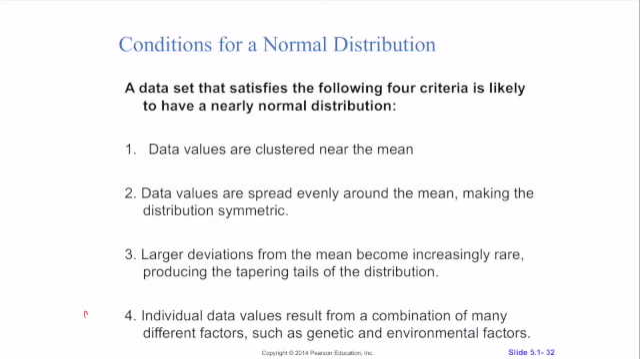Larger deviations from the mean, so like values really, really far away from the mean, are very rare. For instance, the mean height of people is like 5'10". It's very unlikely you're going to meet someone who's 10 foot, right? That'd be really far away from the mean. And the individual data values result from a combination of many different factors, such as genetic and environmental factors. What does that mean? These are things that are more naturally occurring.